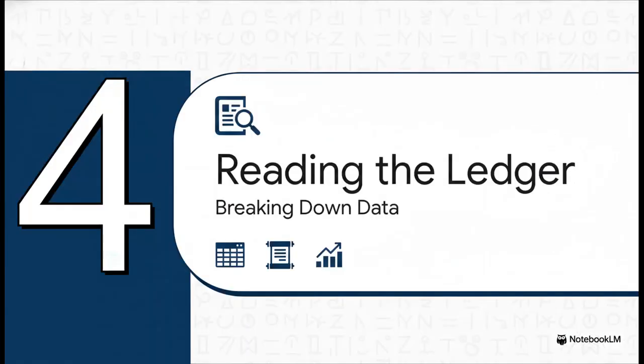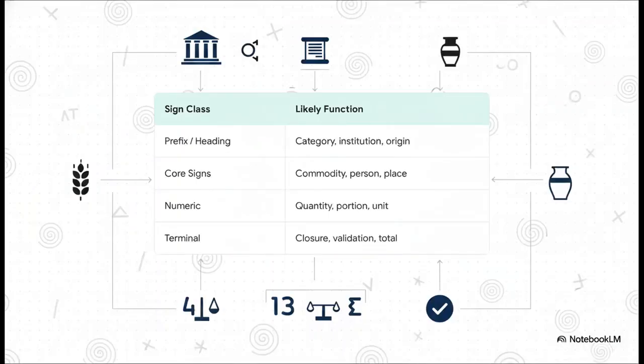All right, Section 4, breaking down the ledger, reading the data. If this is an ancient spreadsheet, how do we actually read the cells? Well, just like a modern database, the signs are broken down into specific functional classes. Up at the top, you've got prefix or heading signs.